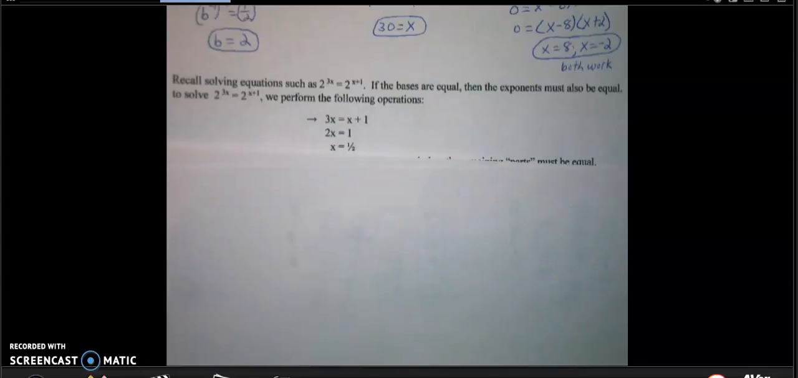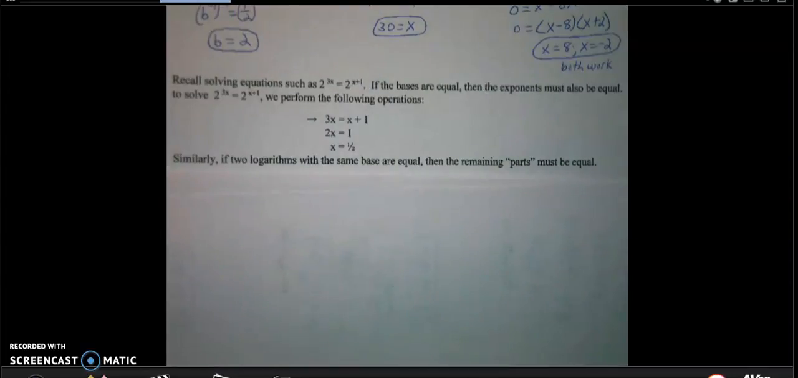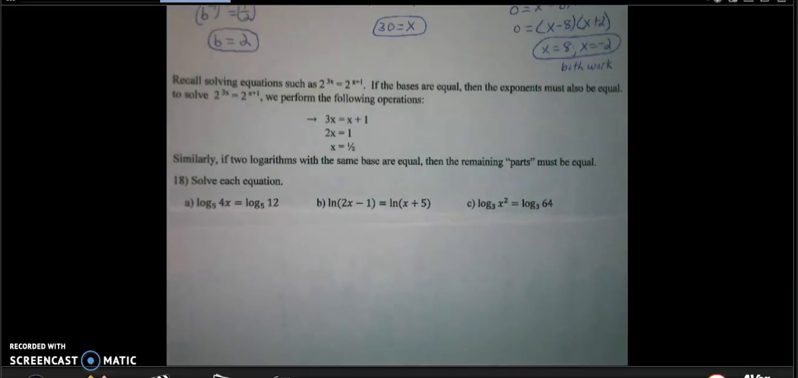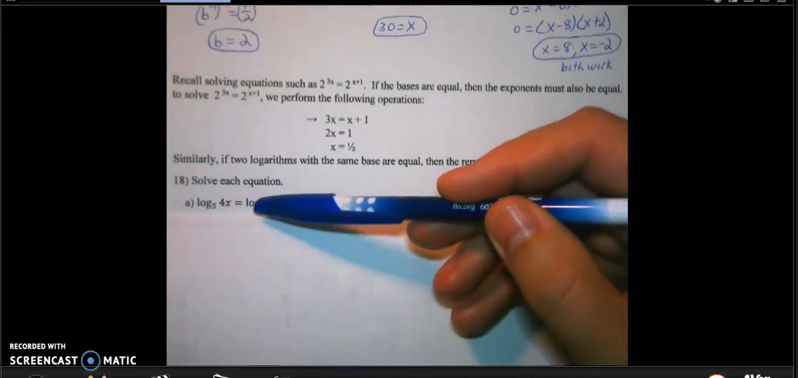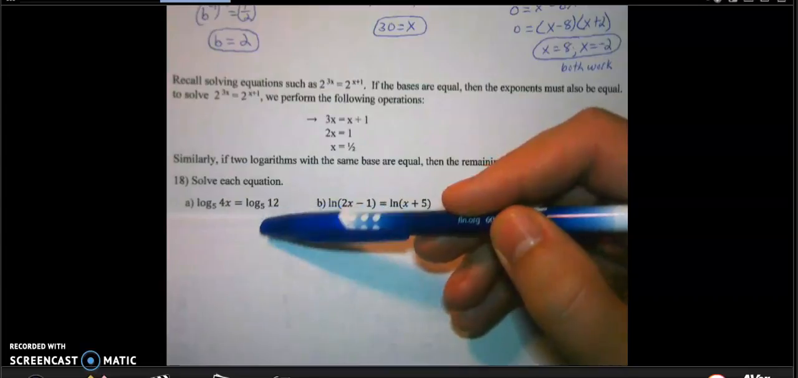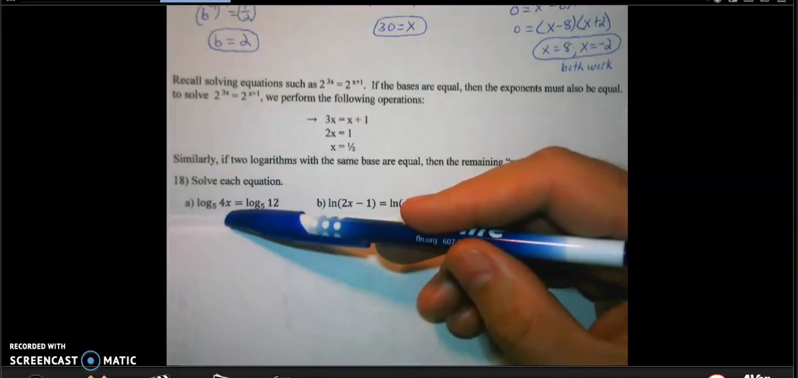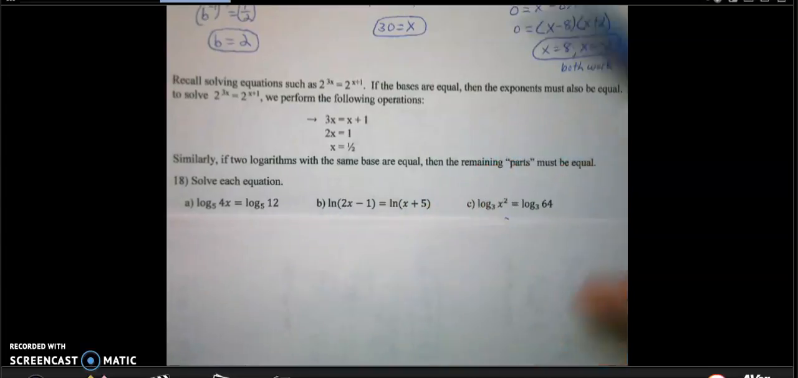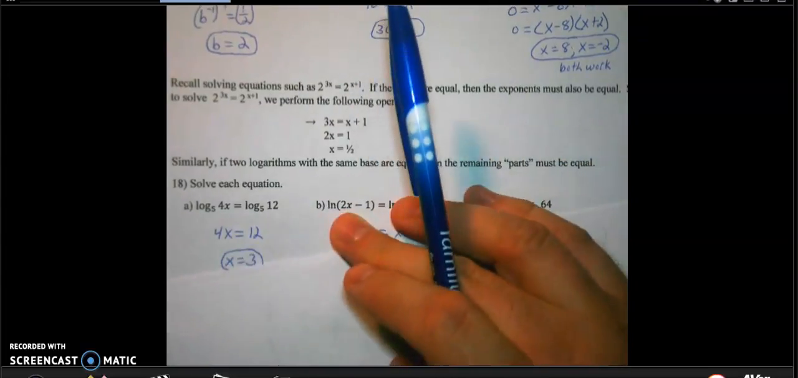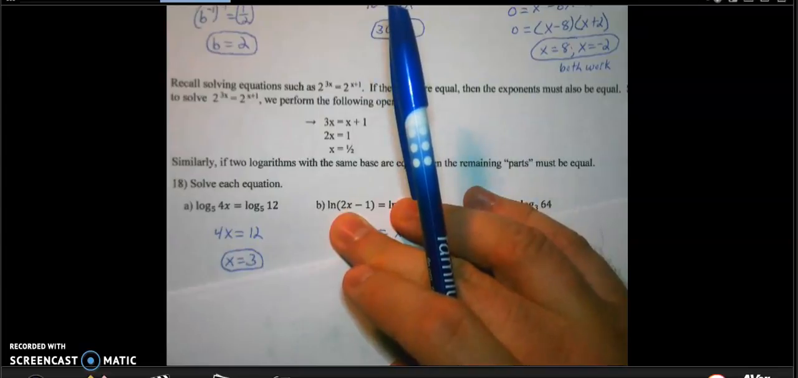So similarly, if you have 2 logarithms with the same base equal to each other, then the remaining parts must be equal. So in these, notice how the log base 5 are the same thing on each side. So you have a log equals log, and they're the same base. So that means that 4x must equal 12. So those 2 parts must be equal. So you set 4x equal to 12, and x equals 3.